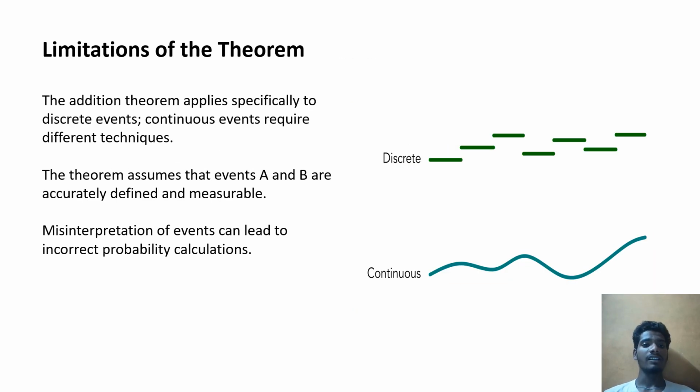Limitations of the theorem. The addition theorem applies specifically to discrete events; continuous events require different techniques. The theorem assumes that events A and B are well defined and measurable. Misclassification of events can lead to incorrect probability calculations.